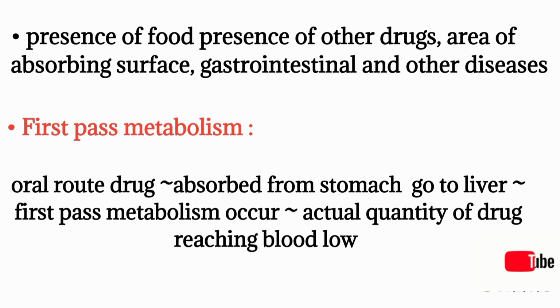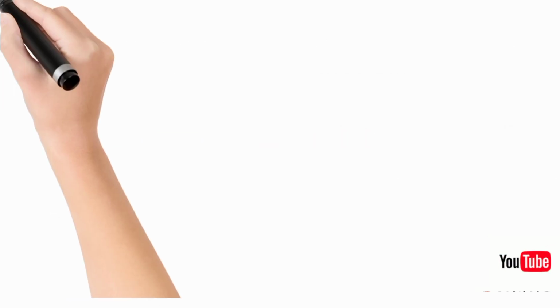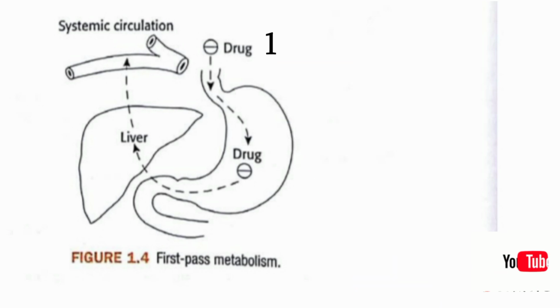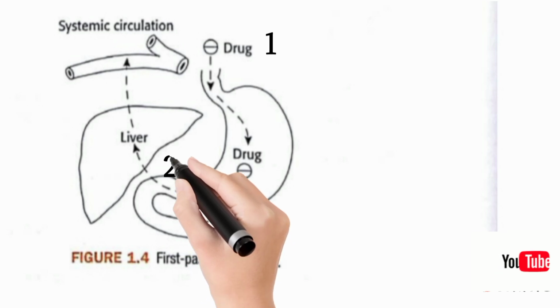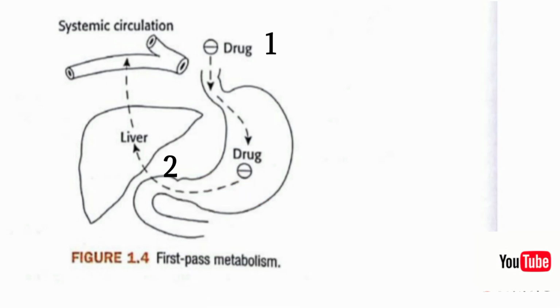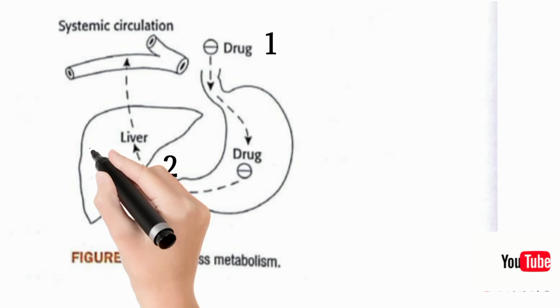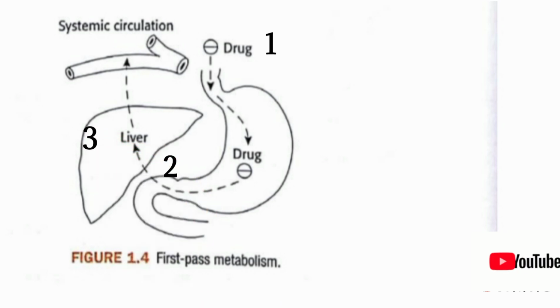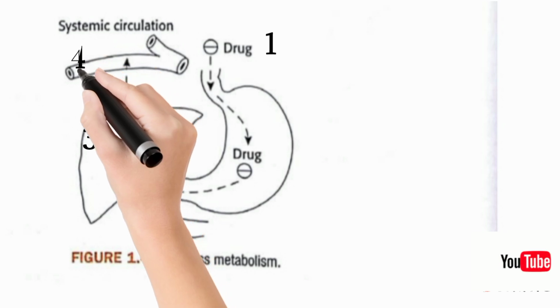Now you can see in the figure, in the first step the drug is taken by mouth and reaches the stomach. Then in the second step the drug is absorbed from the stomach into the liver, and in the liver metabolism of the drug occurs, and finally the quantity of drug that reaches the bloodstream is low because of first pass metabolism. So what are some of the consequences of first pass metabolism?